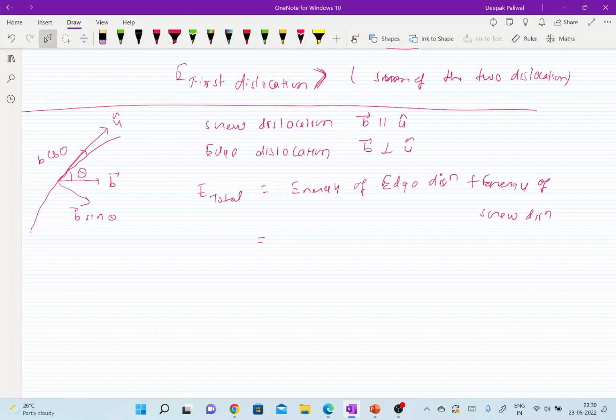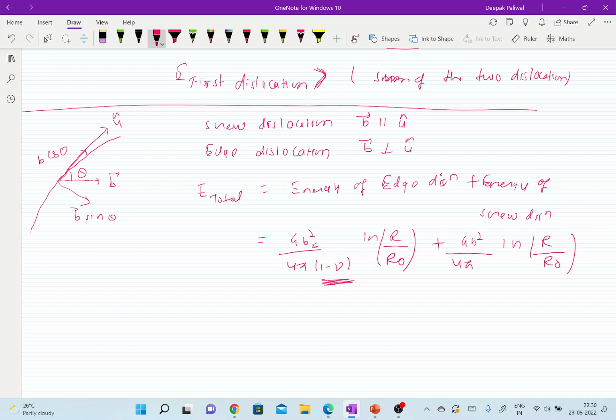In the previous lecture we derived the equations for the edge dislocation as well as the screw dislocation. So the total energy will be Gb square over 4 pi (1 minus nu) times ln r by r naught for the edge dislocation. This formula we have already derived in the previous lecture. For the screw dislocation, the only difference is that the 1 minus nu term present in the edge dislocation case will not be present in the screw dislocation case. Otherwise the whole formula is similar.